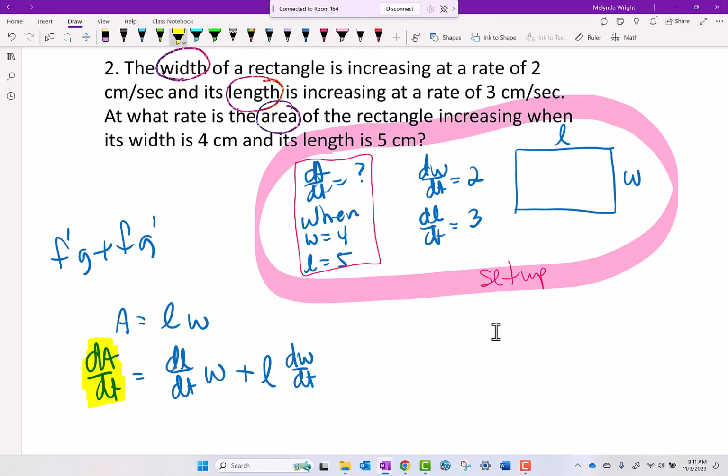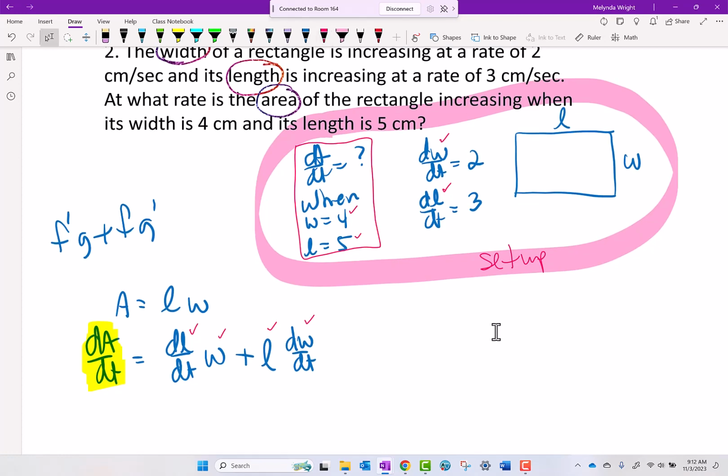Do we have all the numbers that we need? Do we have dL dt? Yeah, we've got that. So here's dL dt right here. Do we have W? Yep, there's W. And we've got L. And we've got dW dt. Wow, this one's nice. It gave us everything we needed. We don't even have to go looking for anything. We've got all the numbers that we need. So the last step, step 6, is to put all those numbers in.